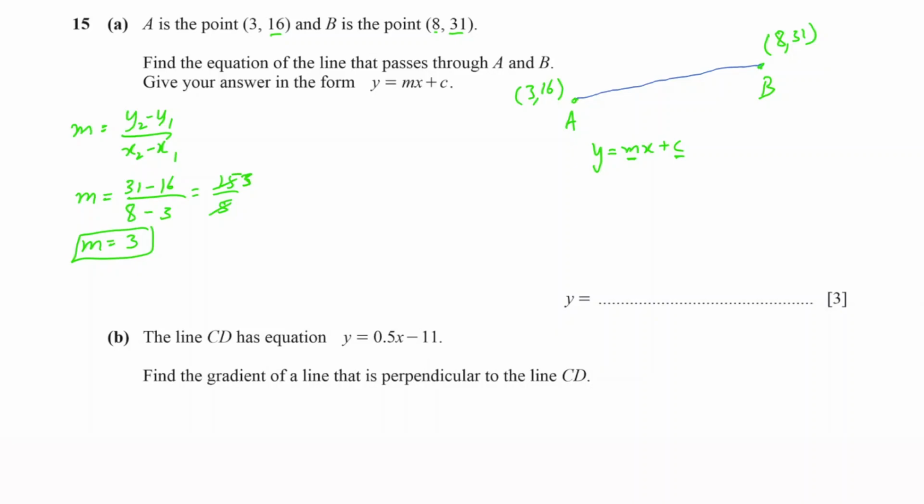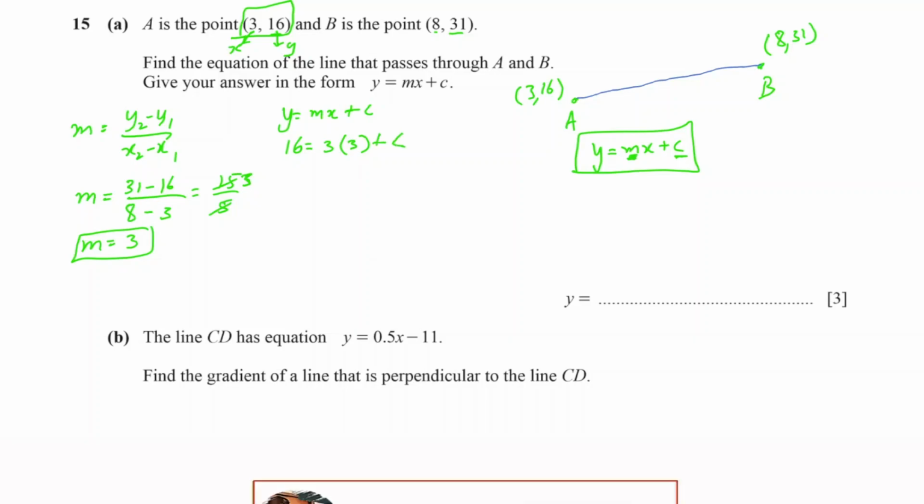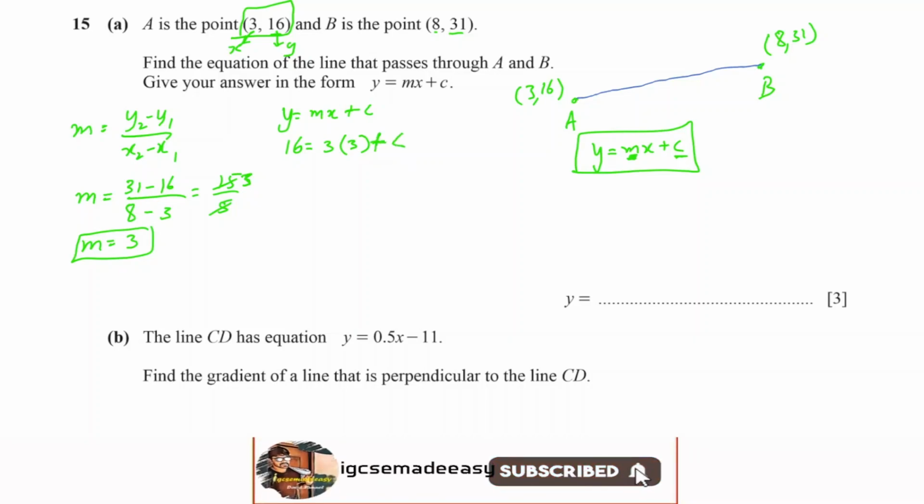Now, because we got the value of m, we want the c value. So we can put any value of x and y to find the value of c. We know that the equation of the line is y equals mx plus c, where I got the value of m as 3, and I know the value of y is 16 and the value of x is 3. So I'll put y as 16, m as 3 and x as 3, and we can easily find out the value of c.